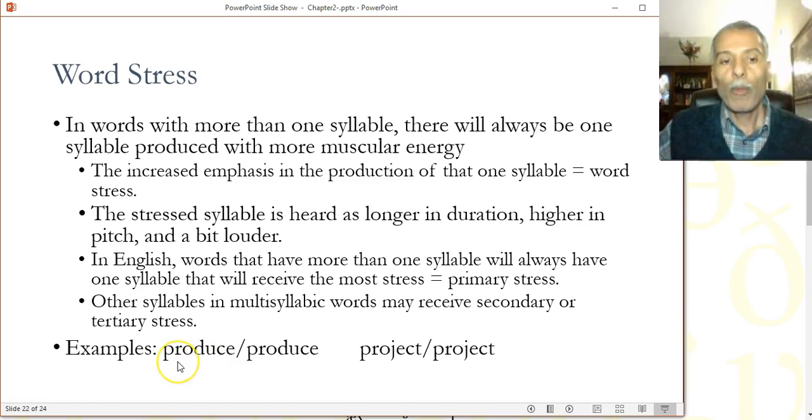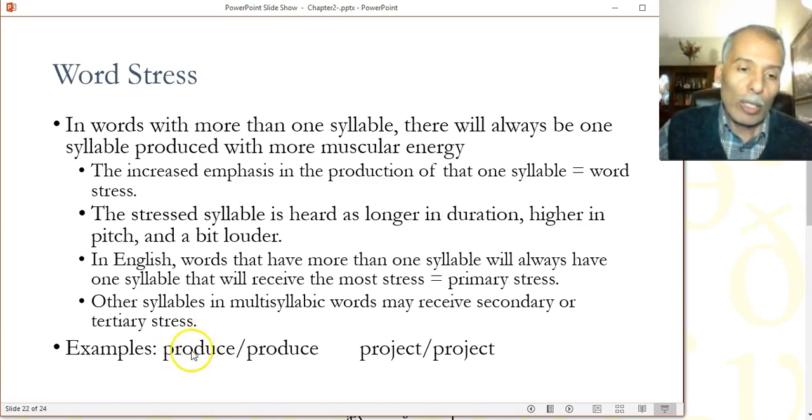So, for example, when you say produce, you can see that you make the first part of the first syllable more pronounced, more exaggerated: produce. And you notice how I say produce. So the vowel here is longer, produce, or produce.